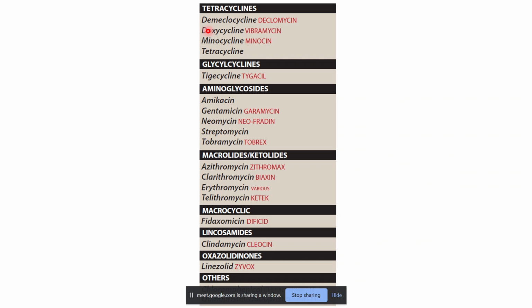Most commonly used tetracyclines include doxycycline and tetracycline, and then also demeclocycline and minocycline are used seldom.